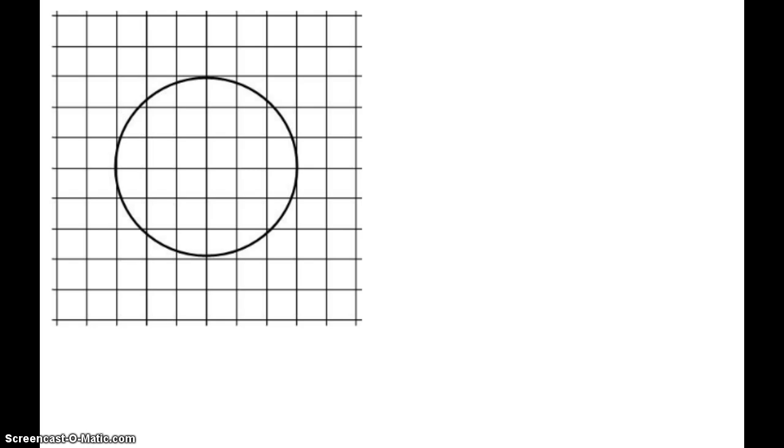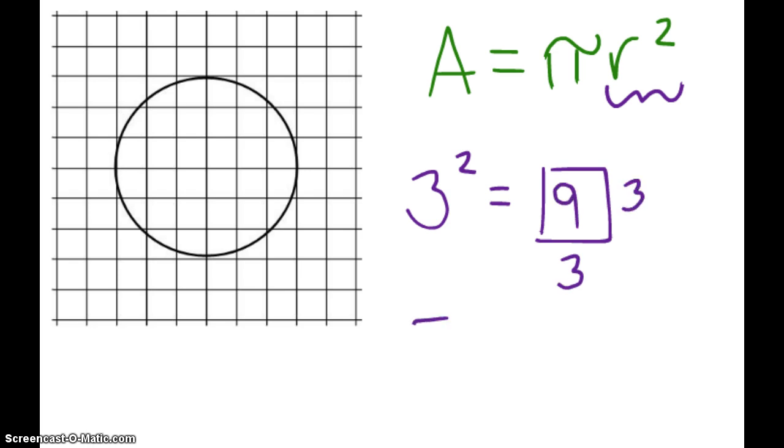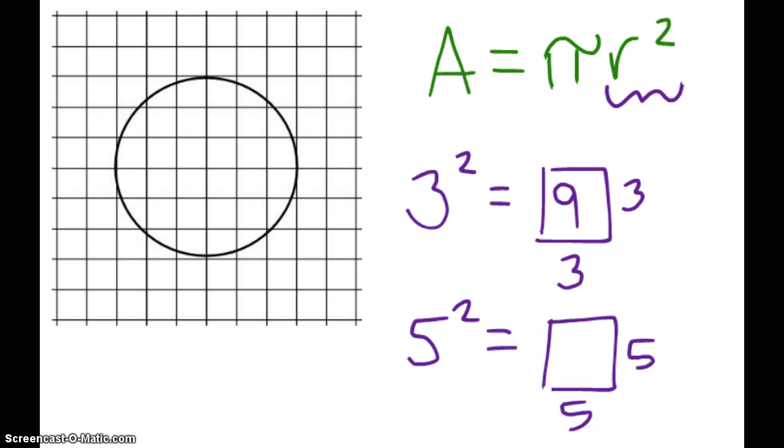So the formula that we actually use is area equals pi r squared. Pi times the radius squared. Now what we really want to focus in on is r squared, radius squared. When we were talking about squaring numbers back from the first 6 weeks, we were talking about actually naming the dimensions of a square. So 3 squared literally means that we would draw a 3 by 3 square with an area of 9. 5 squared literally means that we are creating a 5 by 5 square with an area of 25.